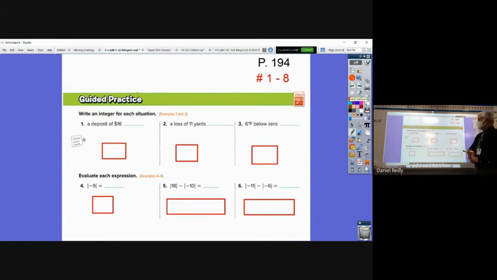quick guided practice here. Problems 1 through 8 on page 194. Problem 1. What symbols do you have? Do you have thumbs ups? Can you do a thumb? You can only raise your hand.